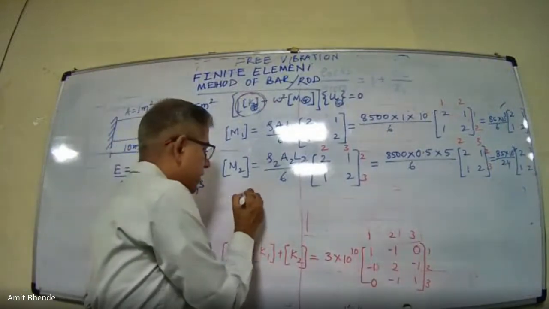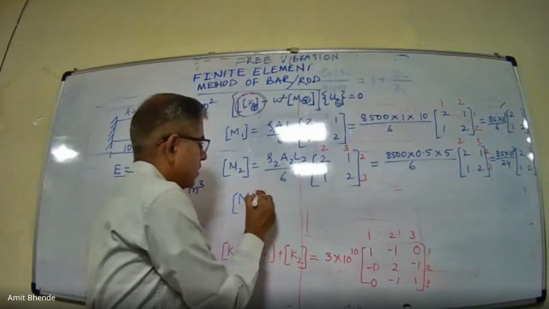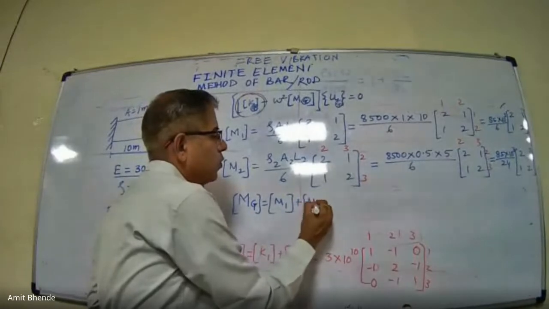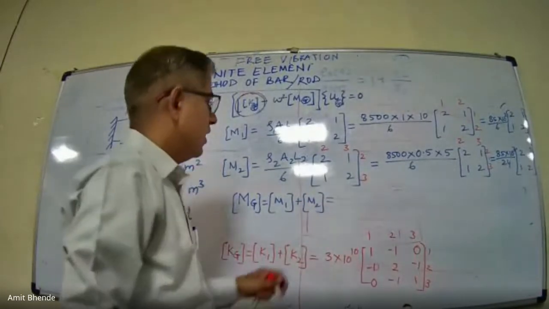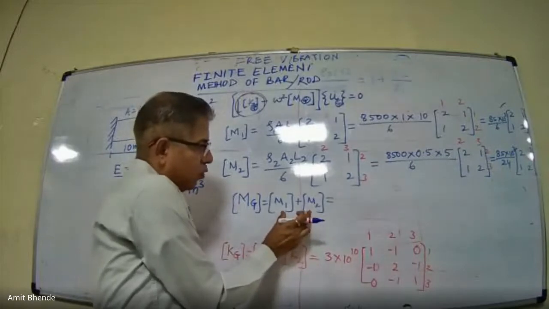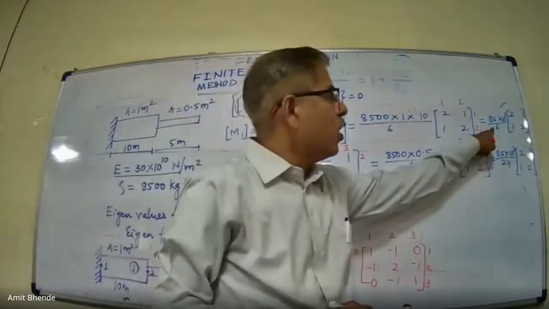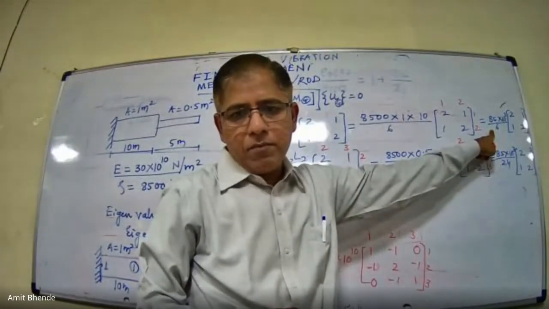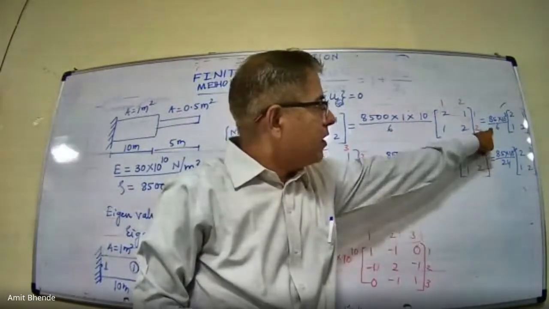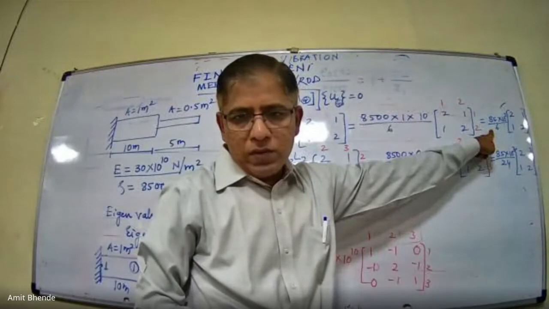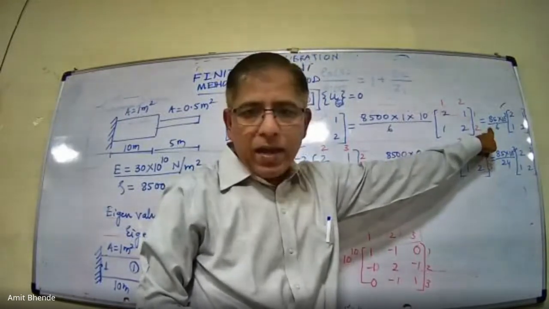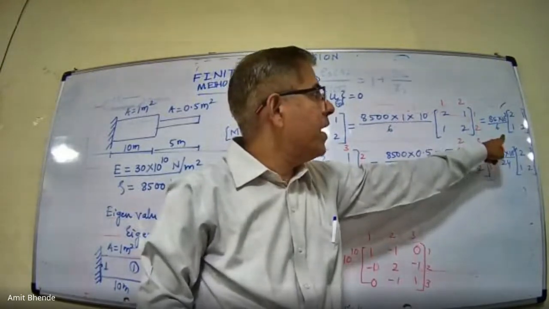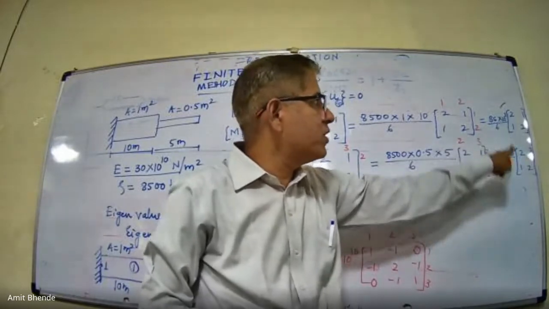Now we find out the global mass matrix. The global mass matrix is M1 plus M2. To add the two matrices, we have to take the multiplying factor the same. So to make the multiplying factor of M1 and M2 the same, we will multiply and divide this matrix by 4, because 6 fours are 24.